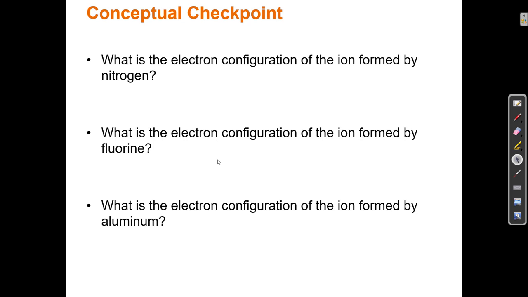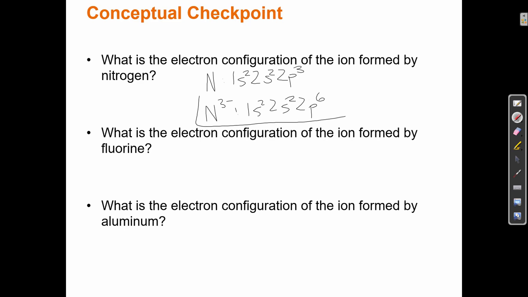Okay, what is the electron configuration of the ion formed by nitrogen? So N is 1s2, 2s2, 2p3. What is the charge on N? 3 minus. So it's going to gain 3 electrons. Where are they going to go? To fill up that 2p orbital. So nitrogen is going to look just like neon, just like the others.